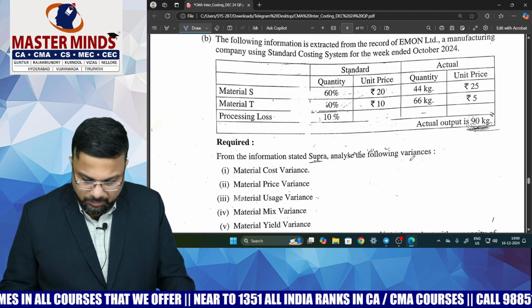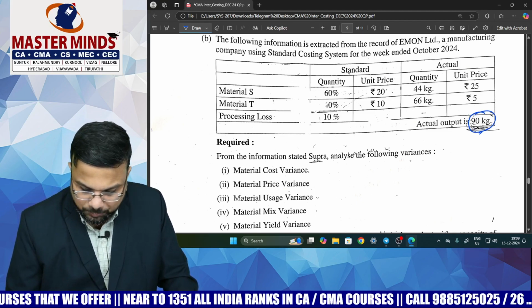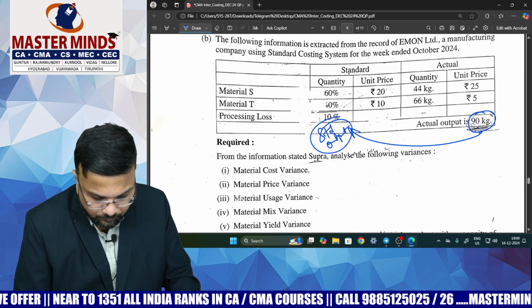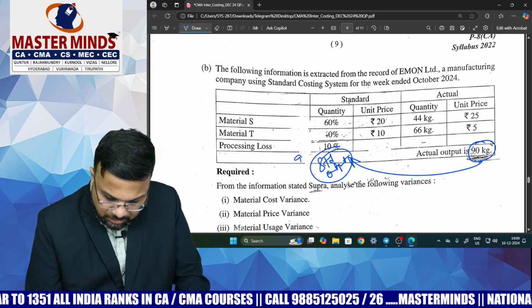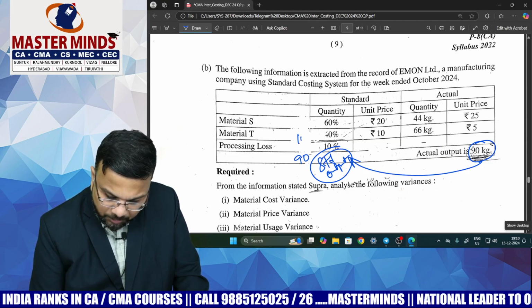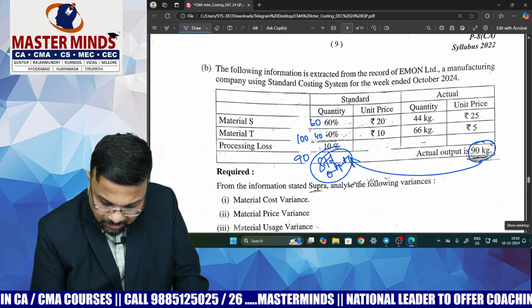Okay, we have a problem in our material where standard output is not given. In such a case, what will we assume? We will assume that actual output is equal to standard output, and we will do the problem. So this will be 90. This will be 90. Okay, and process loss is 10. So standard input will be 100. So out of that, 40 will be your T and 60 will be your S, my dear.